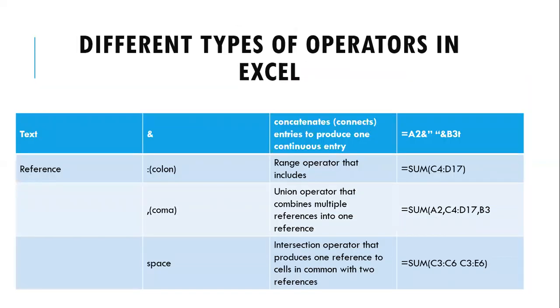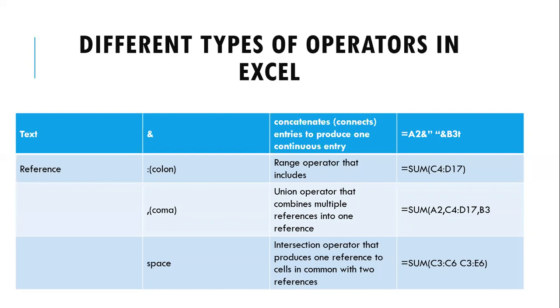The other operators are text, which can simply connect two entries to produce one continuous entry, as you can see in the example. And the references, you can use colon, comma, and space for various operations. For example, colon is the range operator, for example, summation. We're trying to find the summation from C4 to D17. So putting the colon gives the range operator of how many cells it includes between.